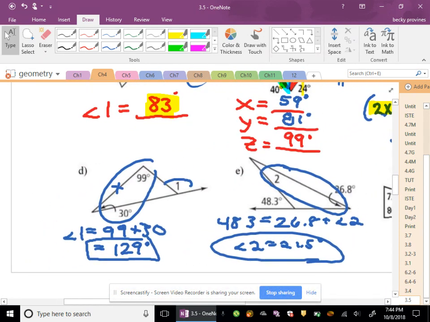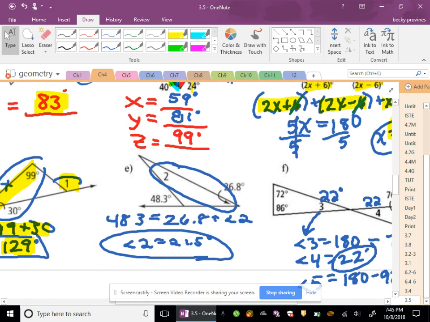Okay, now for letter D, this 1 is your exterior angle. So let's find the 2 remote interiors, which is the 99 and the 30. Let's add those together to equal angle 1. And so 99 and 30 is just 129.